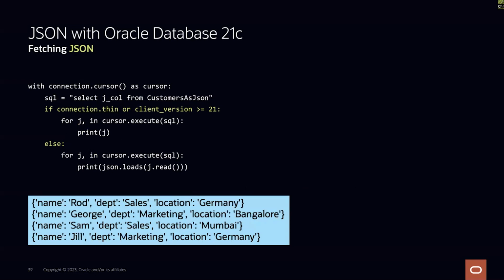Fetching, similar kind of thing. If you're using thin driver or smart client version, the newer client versions, you can just execute, and python-oracledb, cx_Oracle can actually interpret and get that JSON back for you as an object which you can deal with directly. If not, you have to explicitly convert it with the JSON loads functionality. So that's just the kind of watch out there.